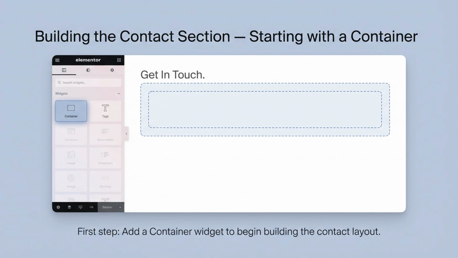Now that the page settings are sorted, it's time to actually build the contact page. The first thing visible on this page is a heading that says Get in Touch. To build the content below it, the approach is to start by adding a container element. In Elementor, containers are the structural building blocks. Everything else goes inside them.